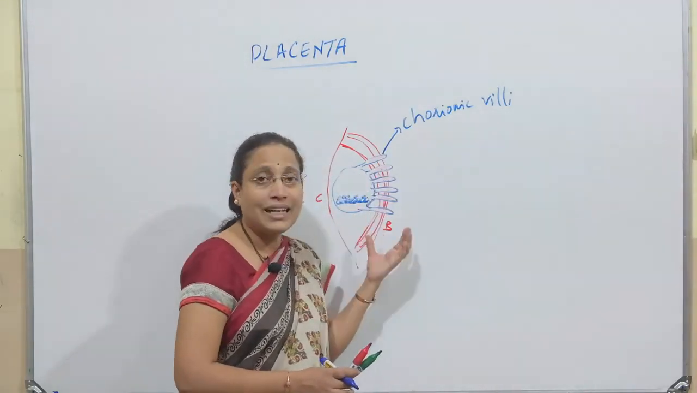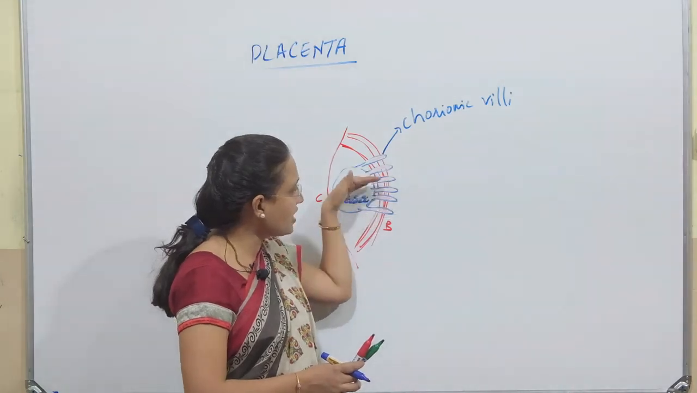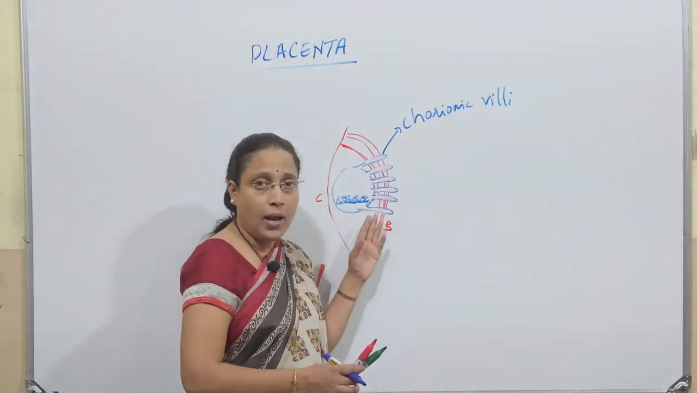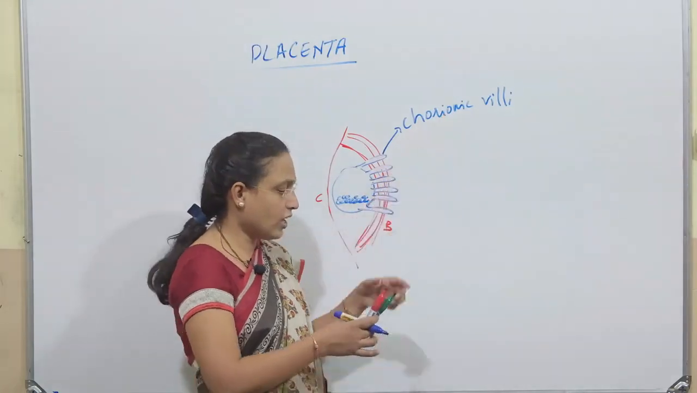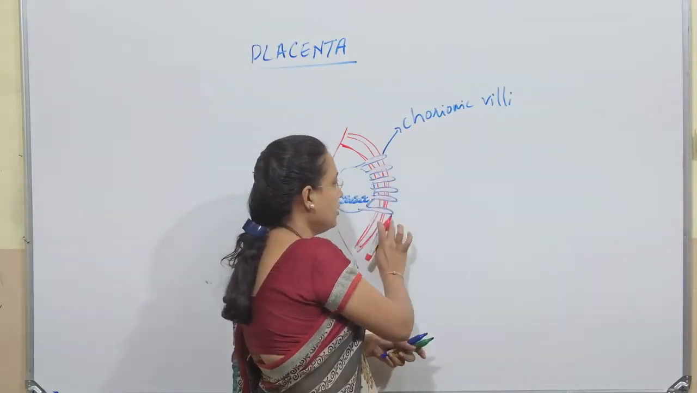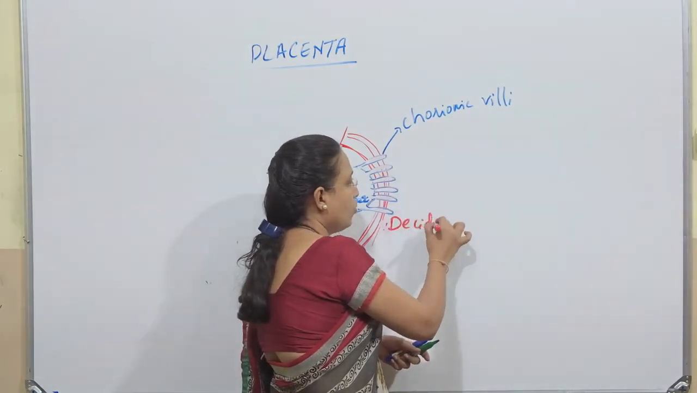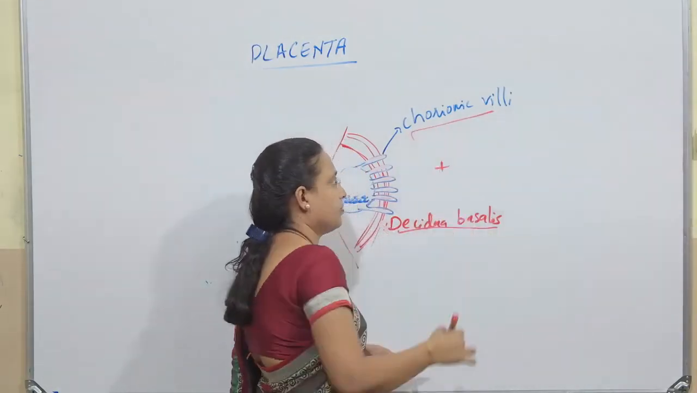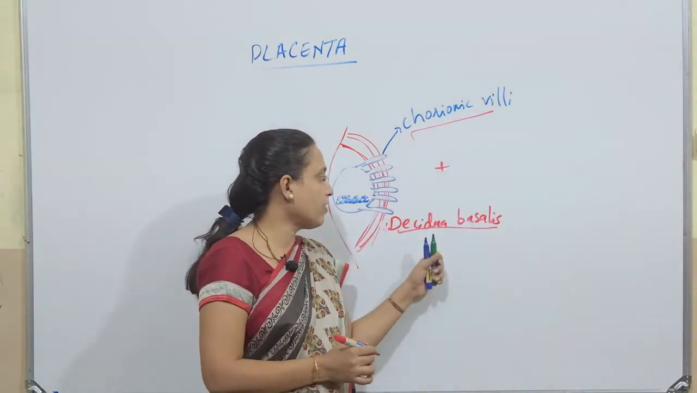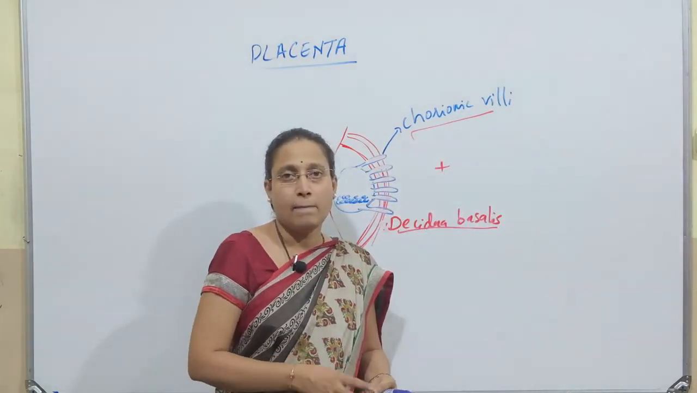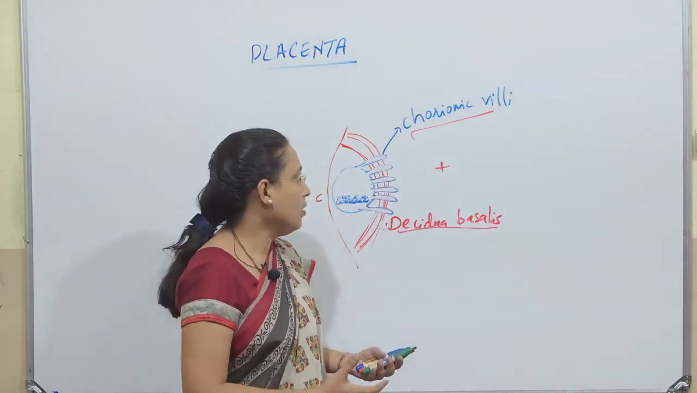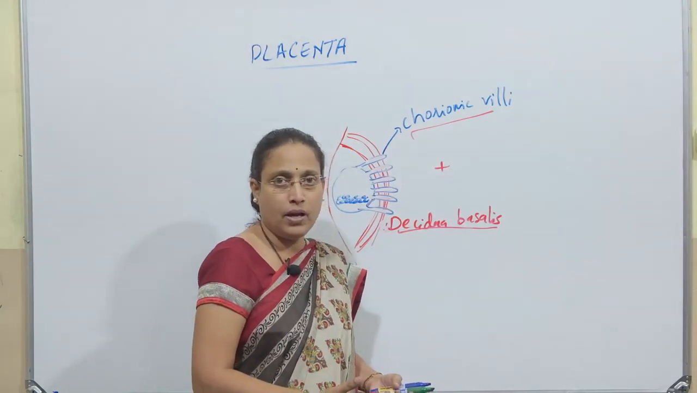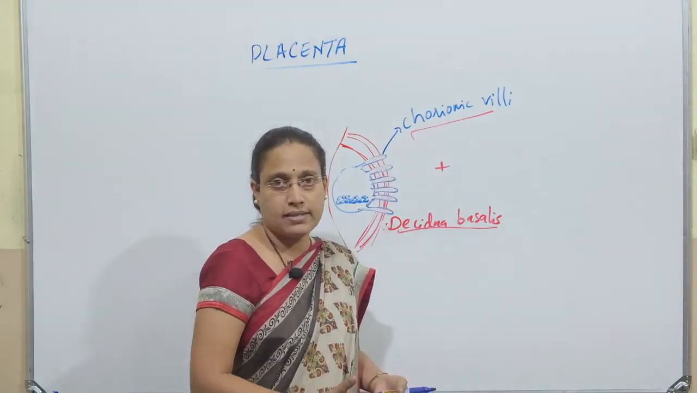Now this part is the maternal part, that means the villi are penetrating into the decidua basalis. So it is a contribution by both the fetal part called chorionic villi and the maternal part called decidua basalis. That together is the placenta. So that is how the placenta is formed. Now this is only in the early stage. It will take time for the placenta to completely develop. It will take 8 weeks.